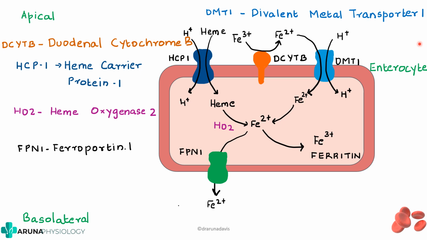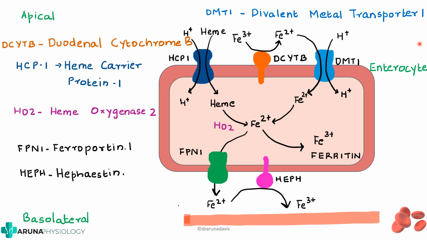Now before it can be transported to the bloodstream, it has to be converted back to ferric. So for that we've got another protein which is called hephaestin. So this hephaestin will convert ferrous to ferric, and now this ferric, along with transferrin, is transported into the blood. Okay, so this is how the digested iron as well as the iron that is released from heme is transported into the blood.